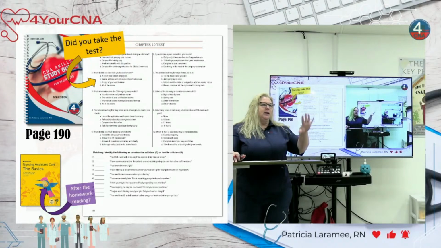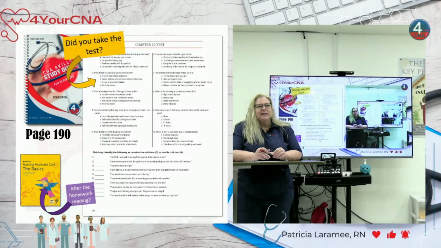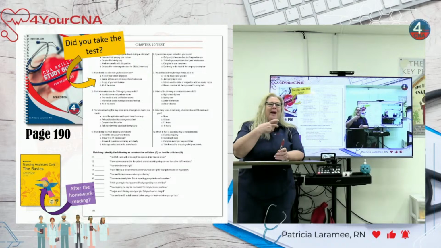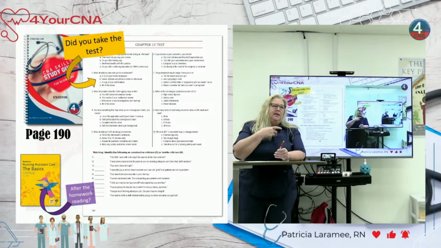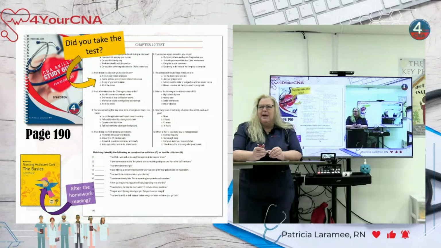So that's another way that it can be handled. And then the newest facilities actually have wearable technology that will tell you when a call light is going off and where it's located. So there's a lot of different ways that this might be handled, depending on the type of facility that you're working in.